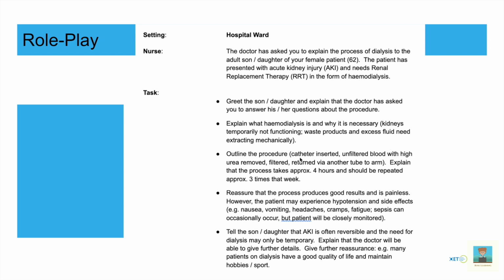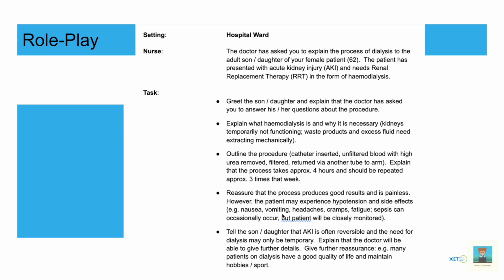Outline the procedure: catheter inserted, unfiltered blood with high urea removed, filtered, returned via another tube to the arm, and then explain that the process takes approximately 4 hours and should be repeated approximately 3 times that week. Reassure that the process produces good results and is painless. However, the patient may experience hypertension. Think of an everyday word for that, and side effects, for example, nausea.